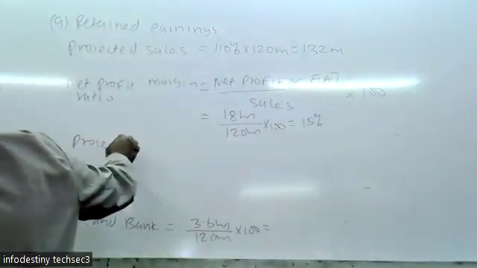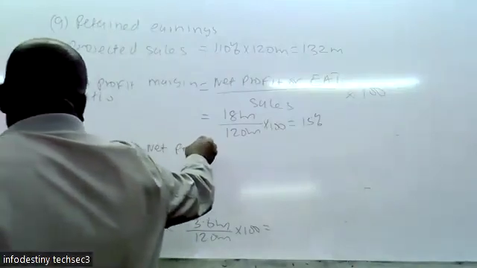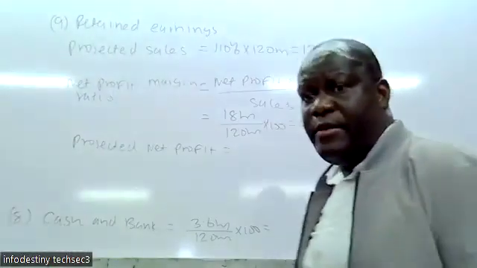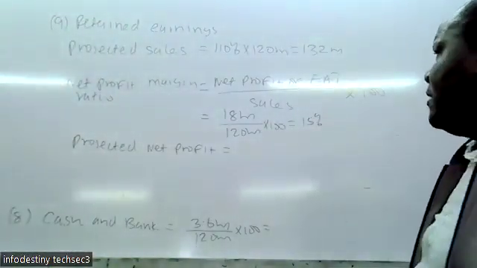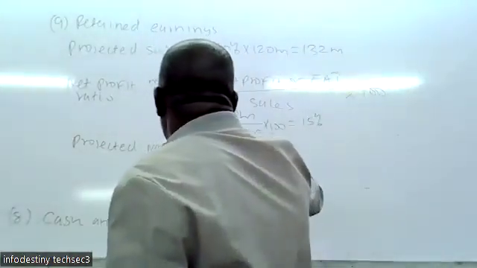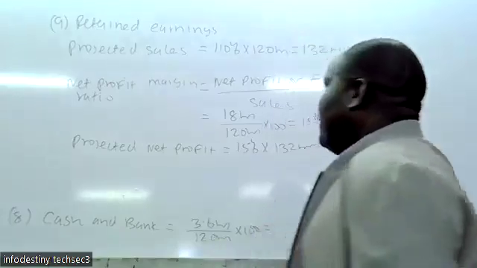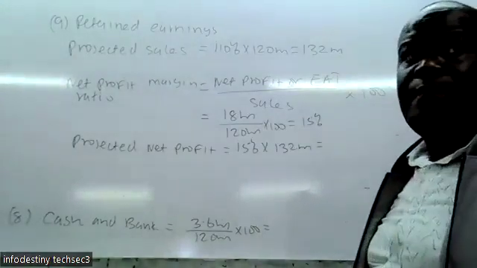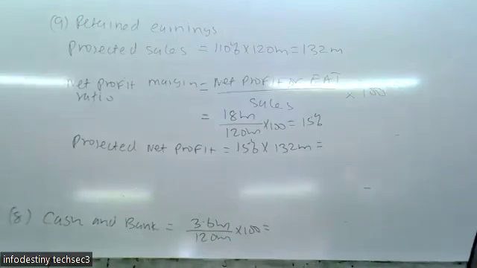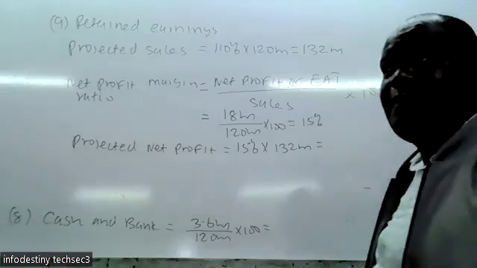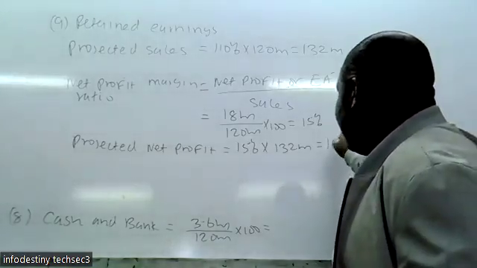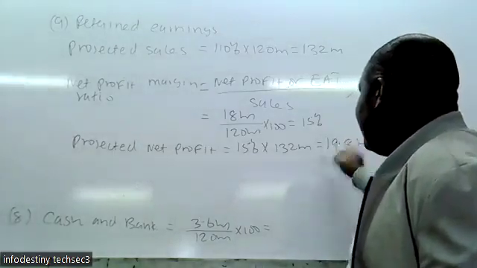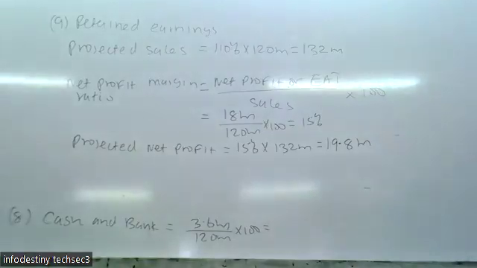After that, we now calculate the projected net profit. What should be our projected net profit? It is the 15% of the incremental sales. So how much? 19.8 million.